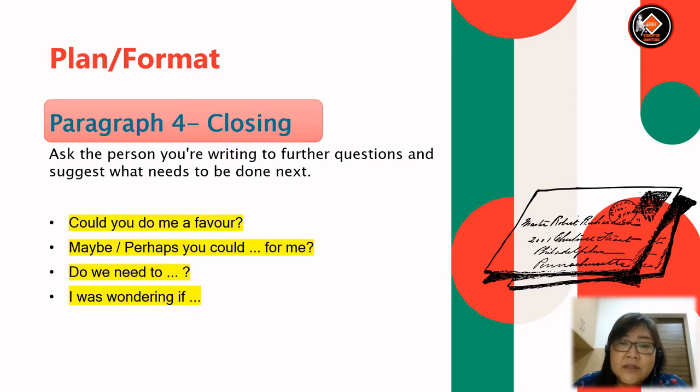Examples of sentences or phrases: could you do me a favor? So this is a question. Maybe, perhaps you could. For me, do we need to? I was wondering if.